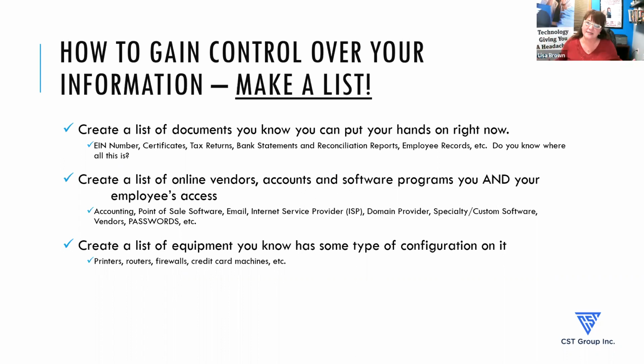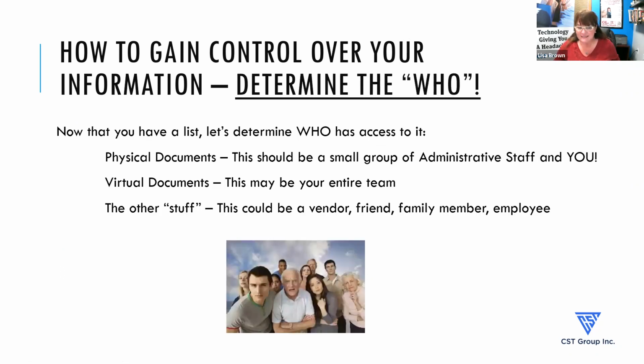Then I need you to create a list of all of the equipment that you have in your offices that you know has some type of configuration in it. Because if it has a configuration, there's a login and password to it, okay? And we want to make sure, whether that is your printers, your routers, your firewalls, your credit card machines, anything that communicates with the outside world or has some type of configuration in it, it's stuff that we need to go through. Okay. All right. Then once we have the list, we need to then determine the who.